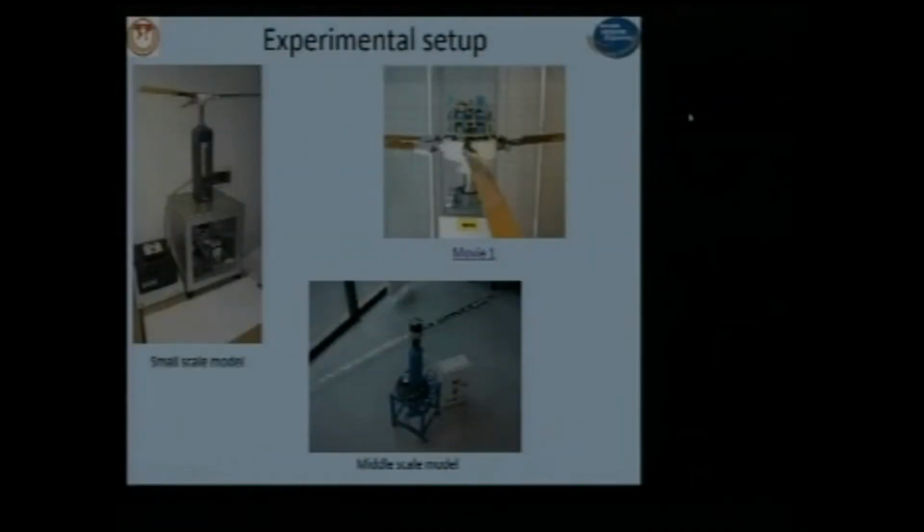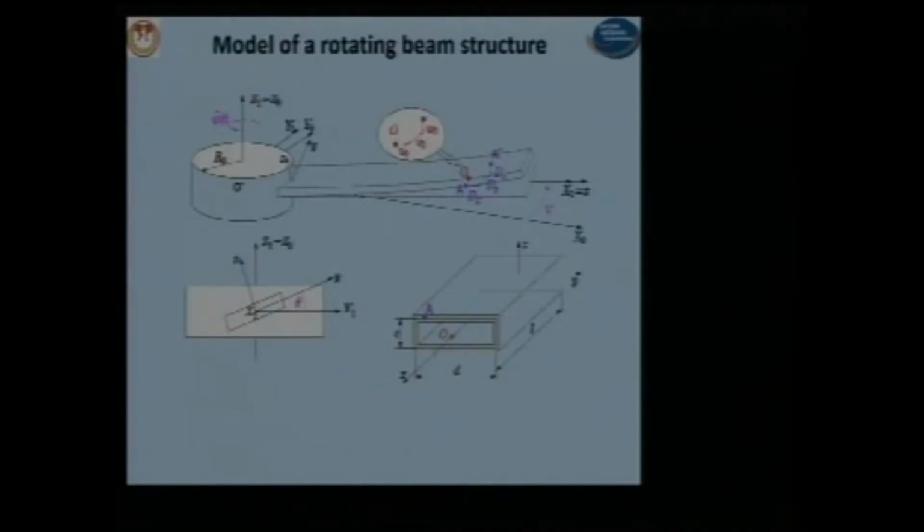This is just to show you that it really works, and you are interested in the dynamics of such a structure. We can also control the angular speed. It is not necessary to have constant angular speed. We can have different dynamic behavior. And the model is presented here.